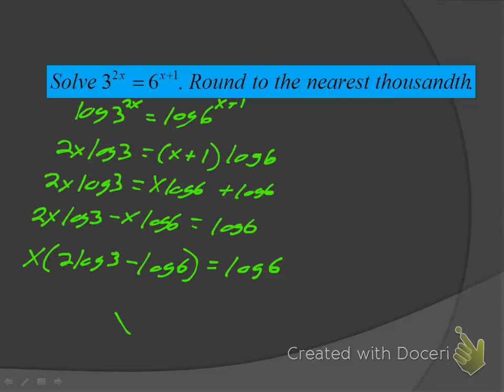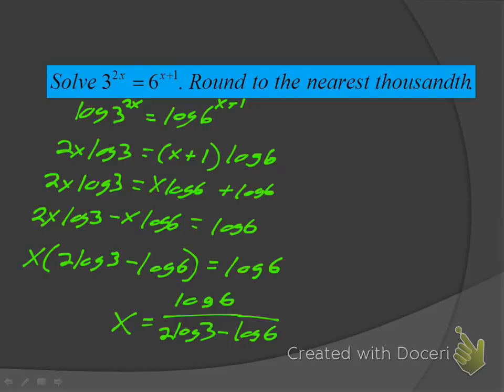Alright, so x equals log of 6 divided by 2 log of 3 minus log of 6. And make sure you show me those algebra steps, okay?